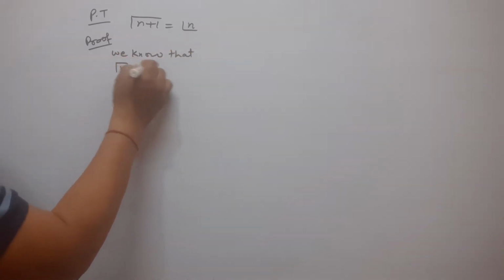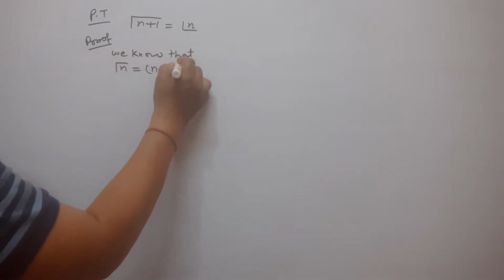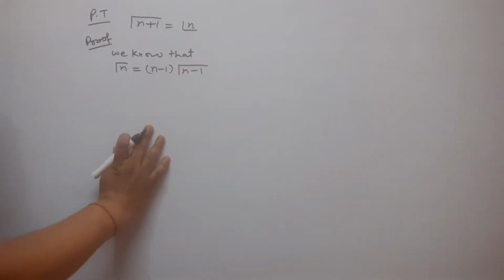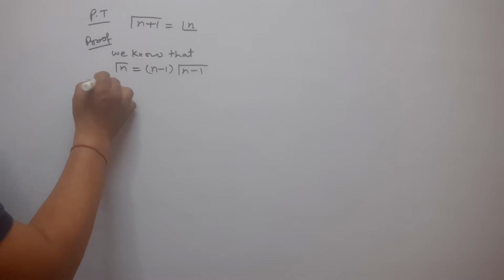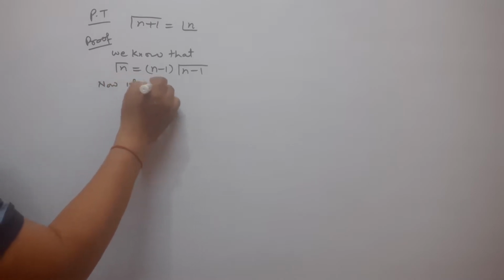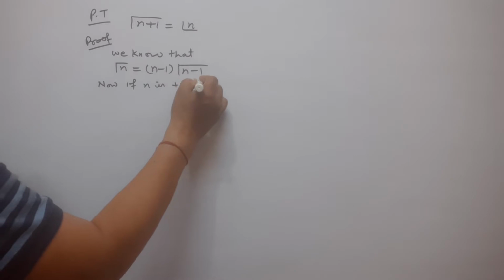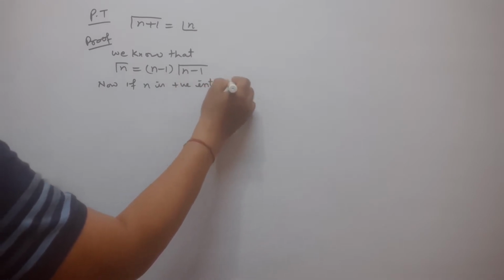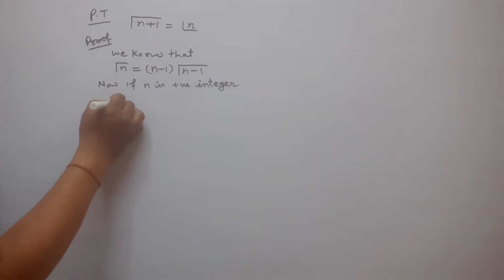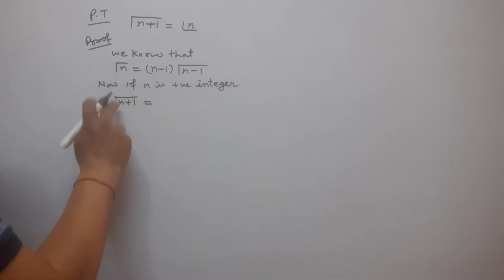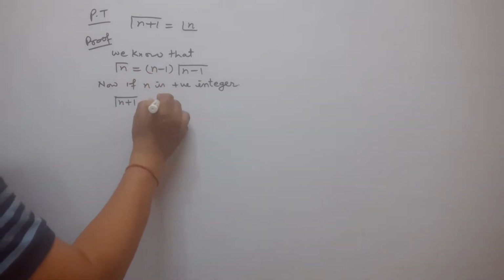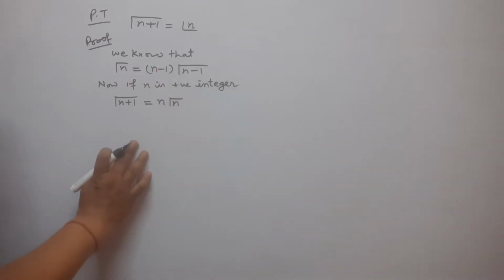gamma n is equal to n minus 1 gamma n minus 1. Now if n is a positive integer, so we write here gamma n plus 1, this is equal to, replacing n by n plus 1, n gamma n.